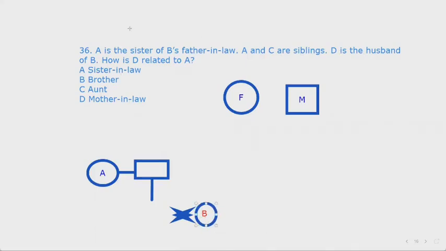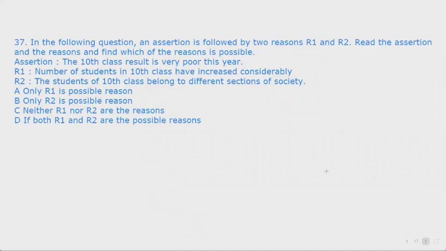And if D is a husband of B, how is D related to A? Okay, so D is a nephew, like A is an aunt. So option C becomes our answer. Moving to the next question.